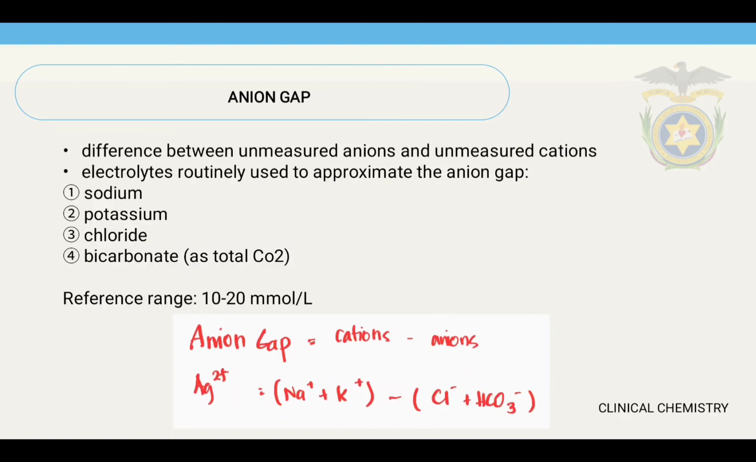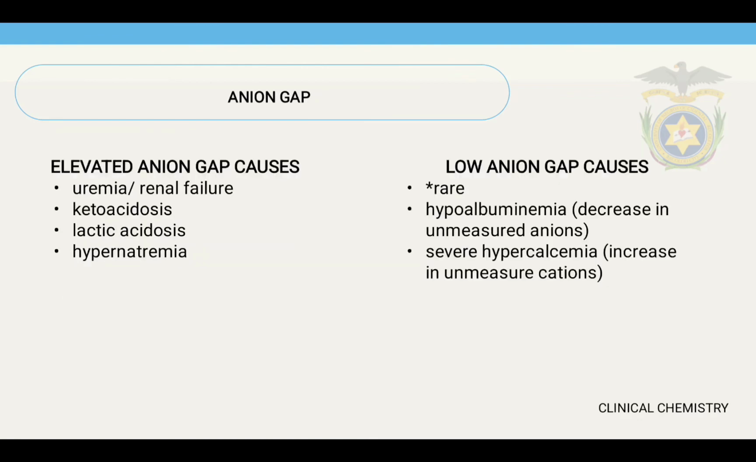So in solving for the anion gap, you just need to subtract anions from your cations. For example, given the 4 electrolytes, you would need to add both sodium and potassium and then subtract the sum of chloride and bicarbonate. This would give you your anion gap.